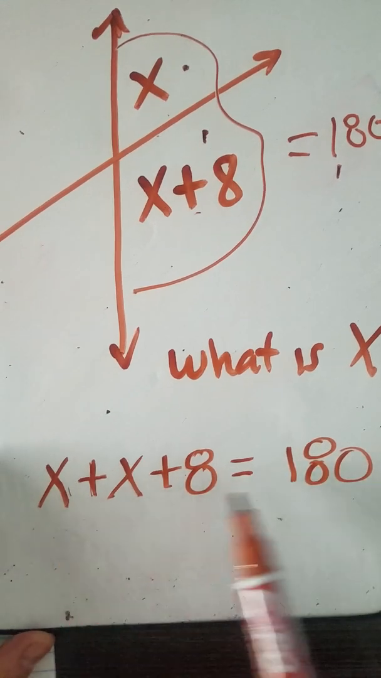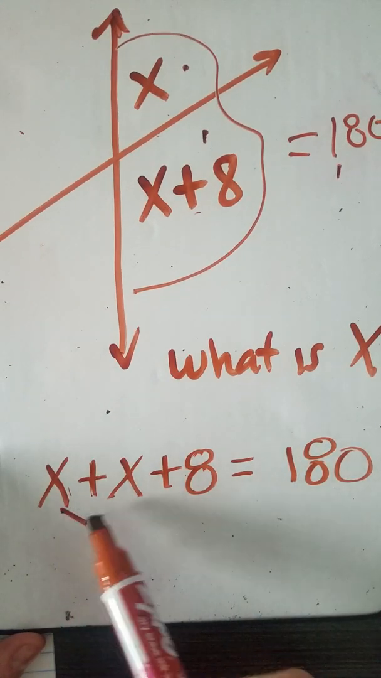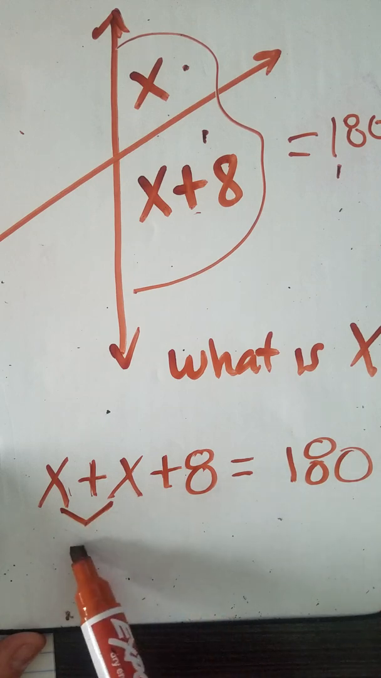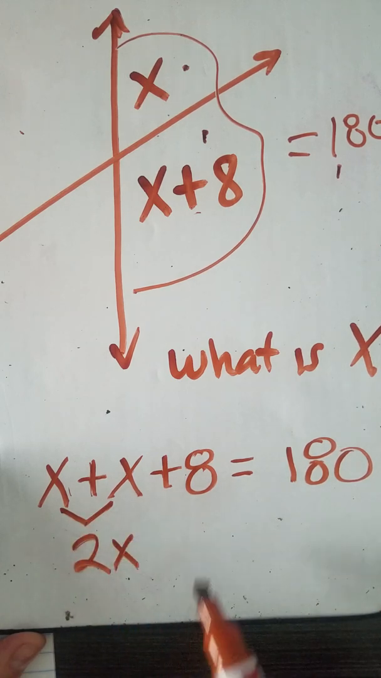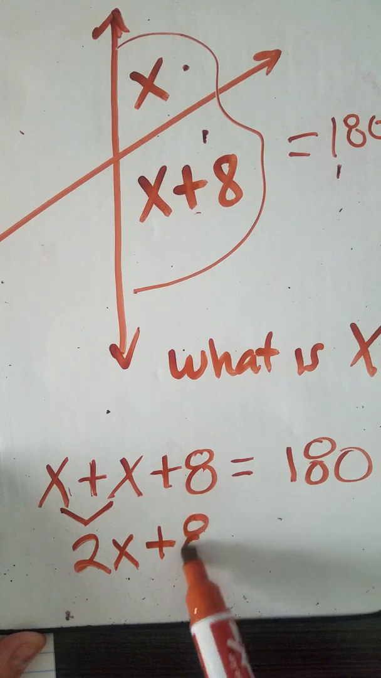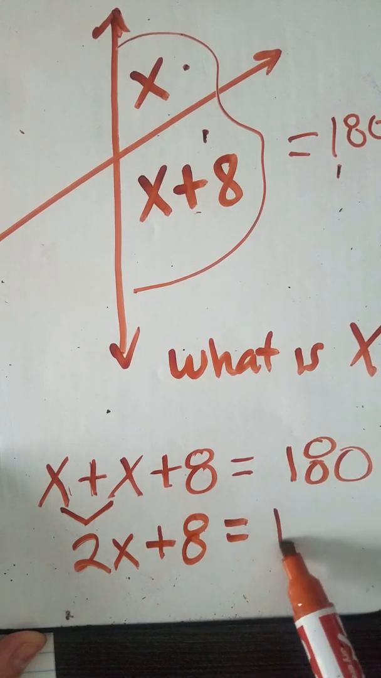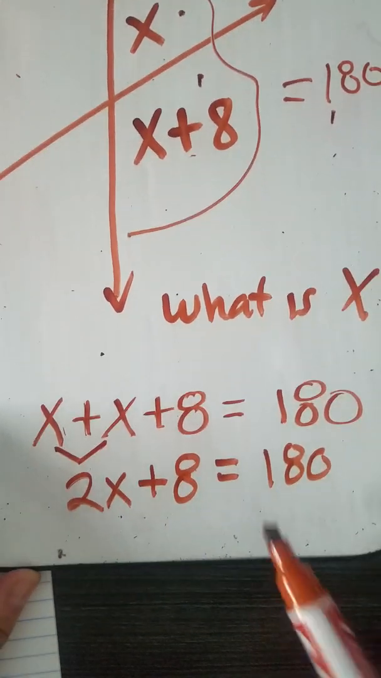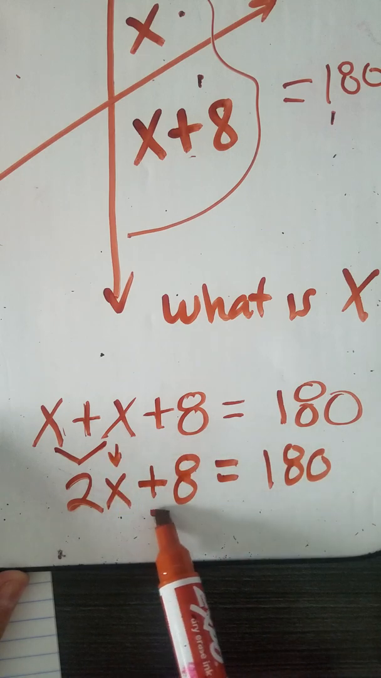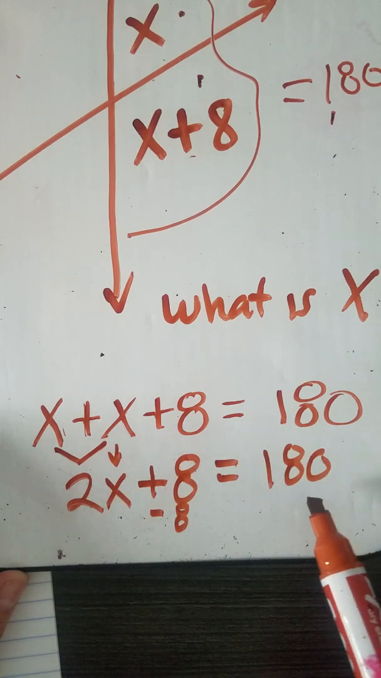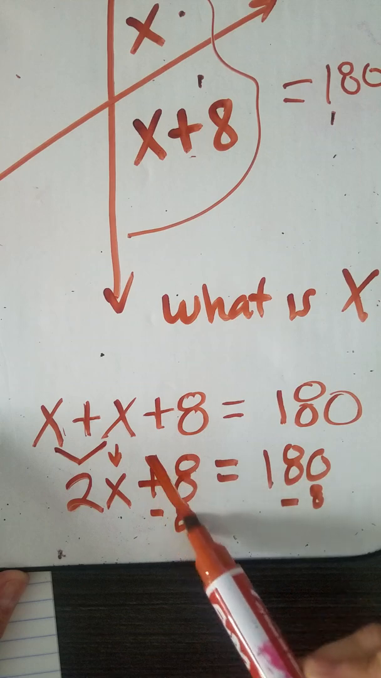Okay? And now you combine like terms. If you have an x and an x, that is 2x. Bring your 8 down and bring this down. And now we're going to solve for x. We're going to subtract 8. Subtract 8. You got rid of this.